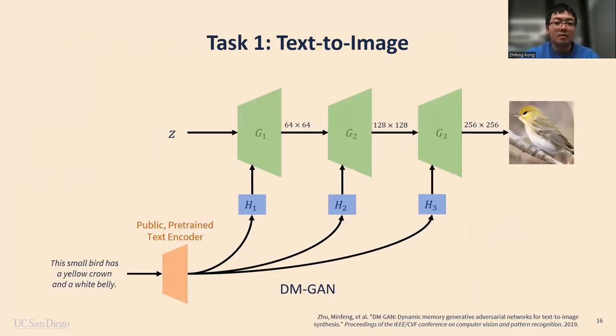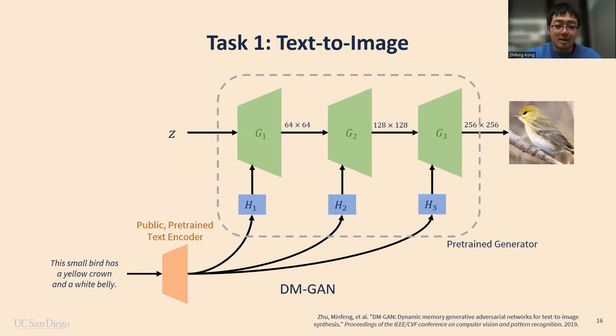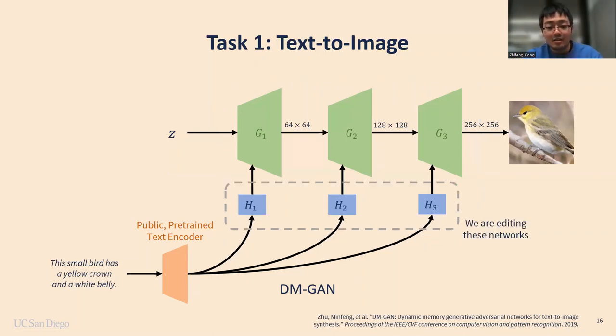So in the following, I will show you some experiments we did for different types of models and tasks. The first is a text-to-image model. We look at a text-to-image model called DM-GAN. It turns descriptions of birds into images of birds. It's very complicated. It has three generators, but no worries, you don't have to really understand that. So this part is the pre-trained generator. And for each generator, there is a conditional network, H1, H2, and H3, that transforms the text embeddings into some kind of representation. So we are editing just these three blue blocks here.